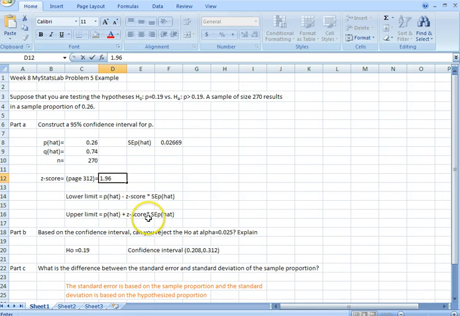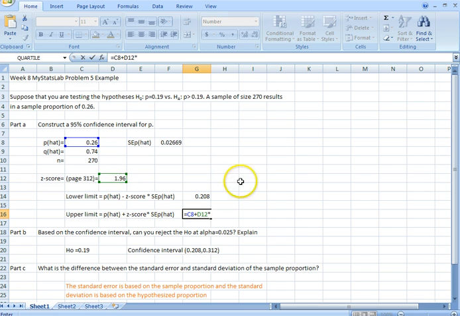Now we can go ahead and complete our upper and lower limits for our confidence interval by using our formulas here. And to find our lower limit, we're going to use equals p hat minus our z-score times our standard error. Hit enter, and there is our lower limit, 0.208.